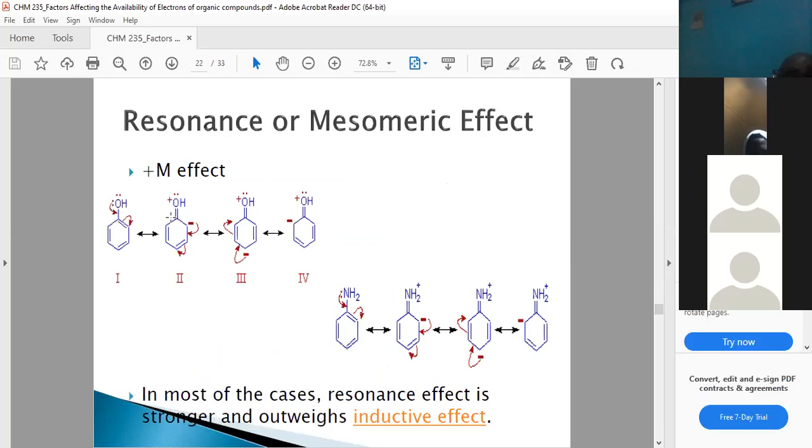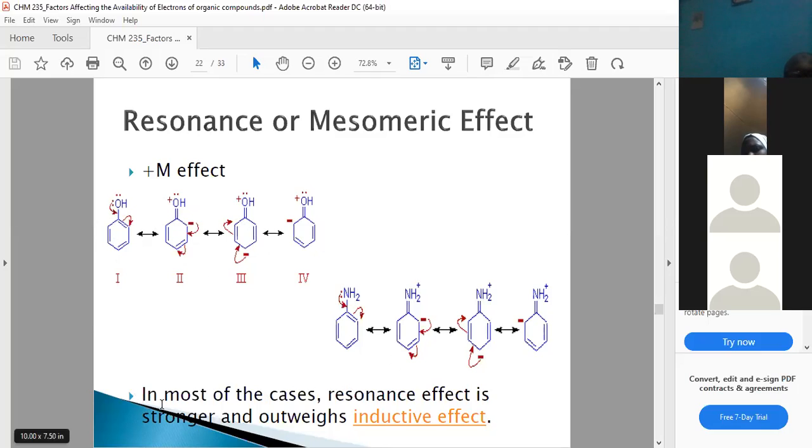Then positive is when you have a group donating electrons to the molecule. Like you have here, this is hydroxy attached to the benzene ring. You can see the oxygen in the hydroxy has 2 lone pairs of electrons. One of the lone pairs is transferred to the ring. And there's movement of electrons around the ring like that to stabilize this new structure. These are canonical structures that are stabilized by resonance. So this one constitutes positive resonance effect.